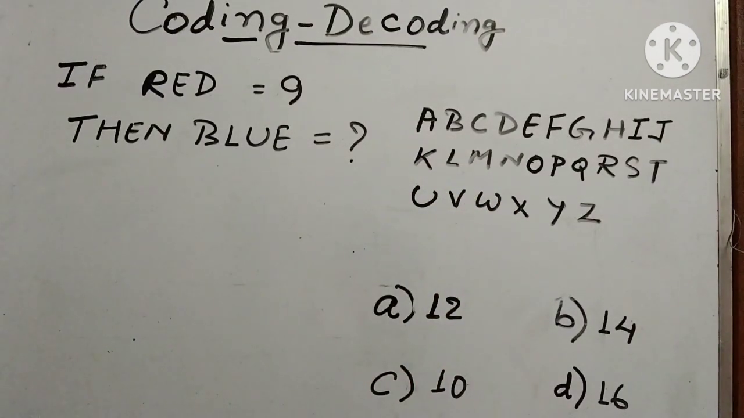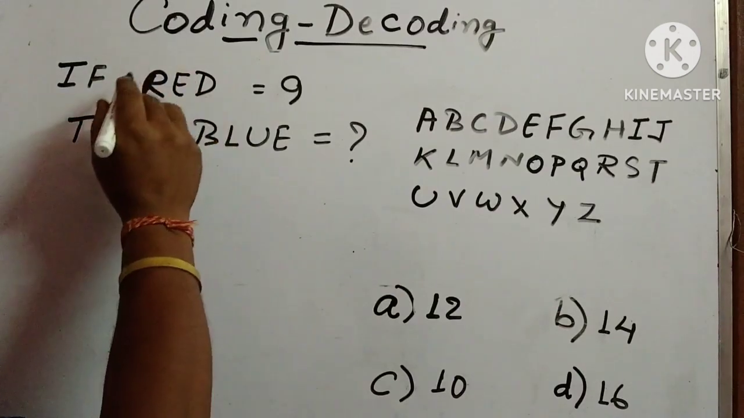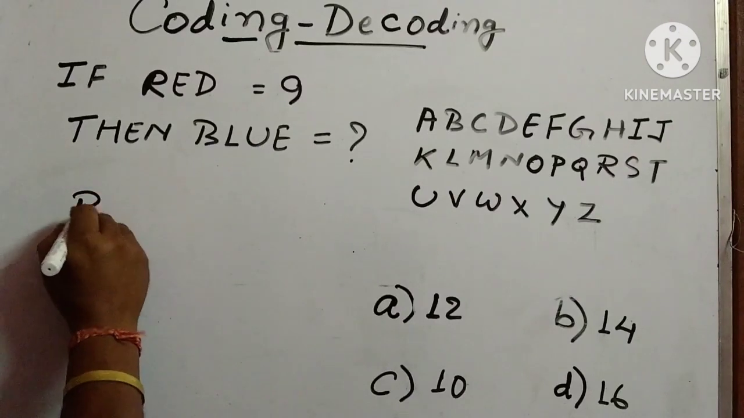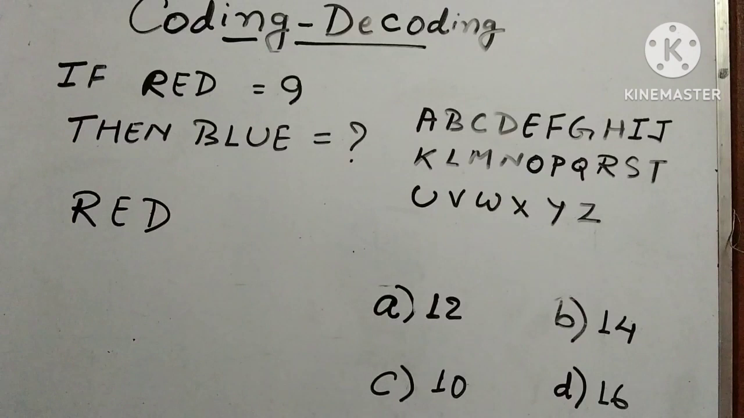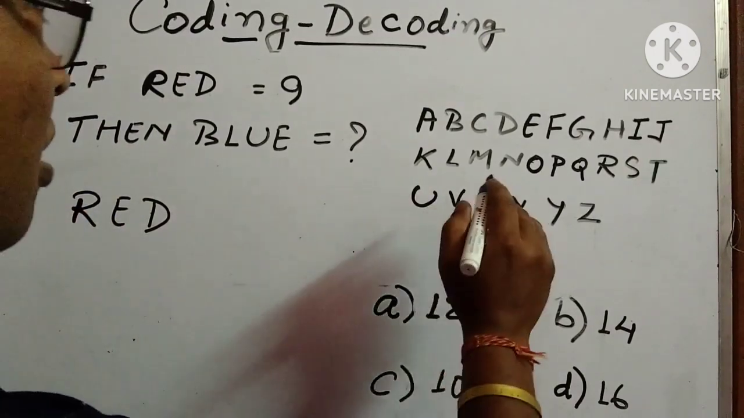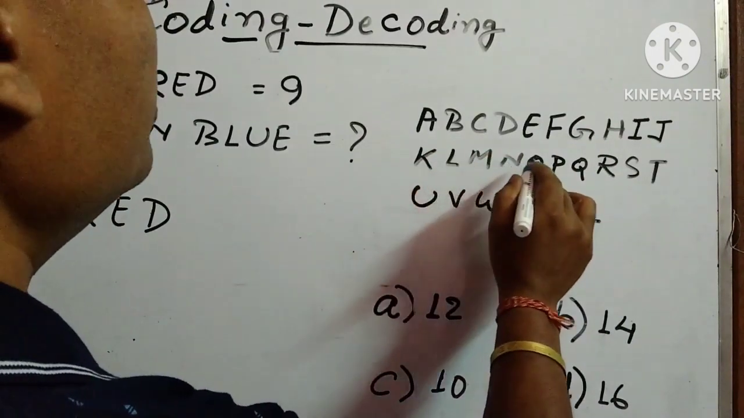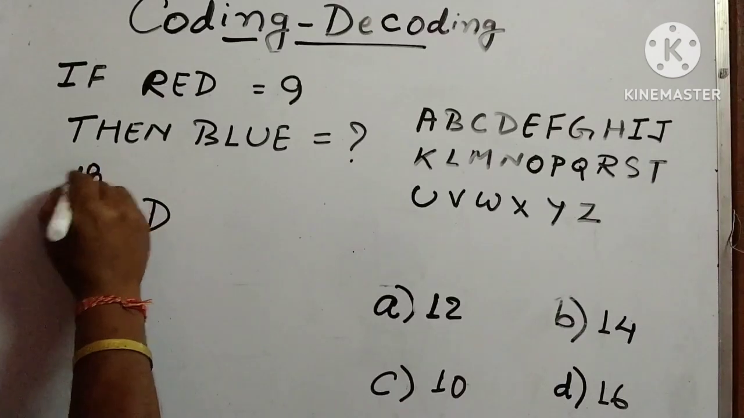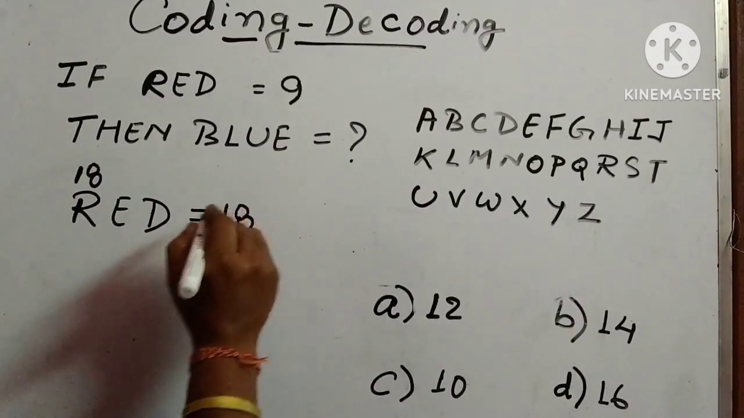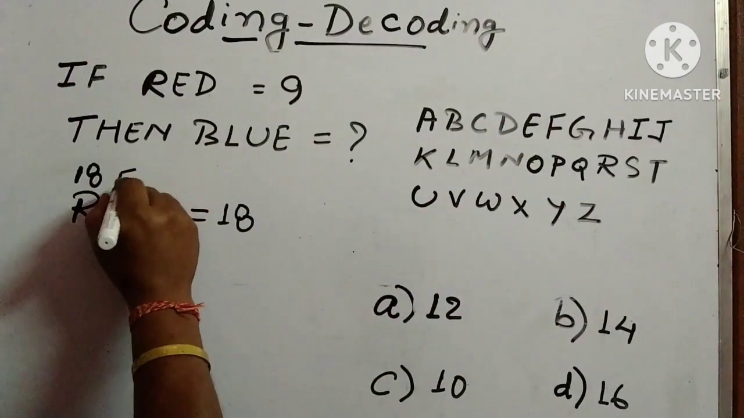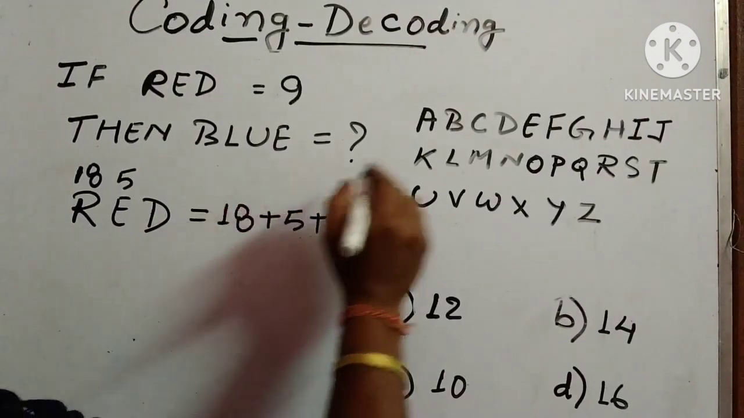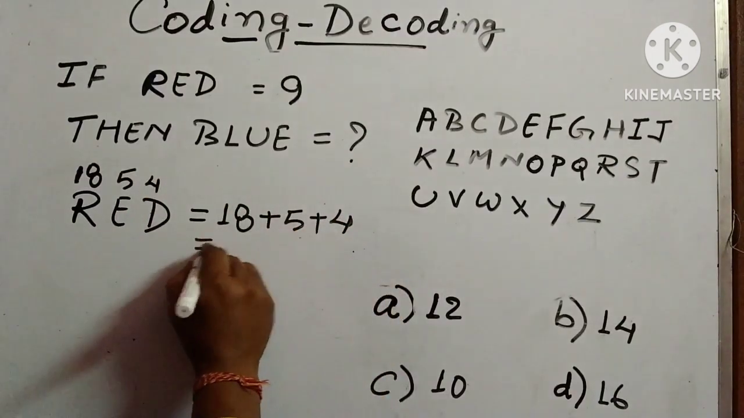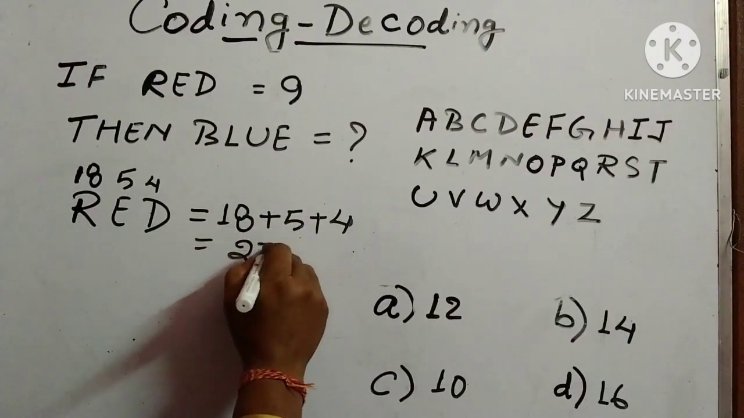So I will begin. Now, as I have told, we have to find out the code to represent blue. Now it is given red is coded as 9, so we will write down red first, and we will try to find out how 9 is coming. Once we have done it, we will implement the same process in order to get the code for blue. Now red, R, what is the position of R? This is 10. So 11, 12, 13, 14, 15, 16, 17, 18. So R is the 18th alphabet. So we will write 18. Now E is the 5th alphabet. So we will add 5. And D is the 4th alphabet. Now just add it. So this is 27.